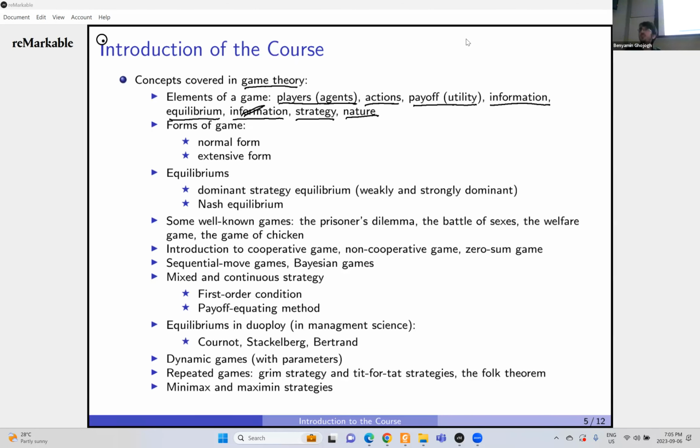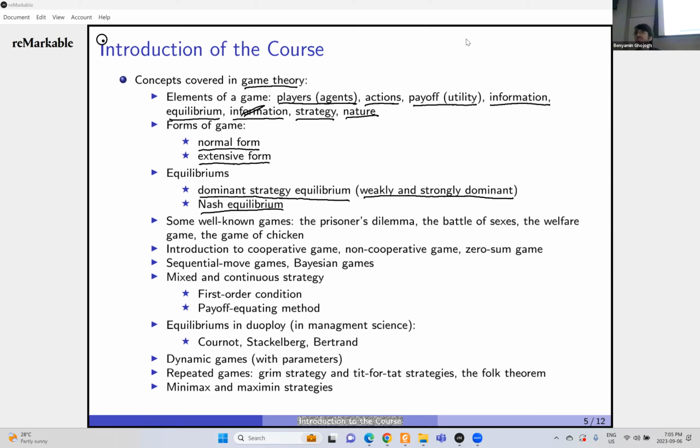By the way, game theory is very interesting for all fields of science, and I think people in management science often like it a lot. It's used a lot in finance and economy, like duopolies, right? We'll cover forms of game, normal form and extensive form. We'll cover 2 important equilibriums: dominant strategy equilibrium, weakly and strongly dominant, also Nash equilibrium.